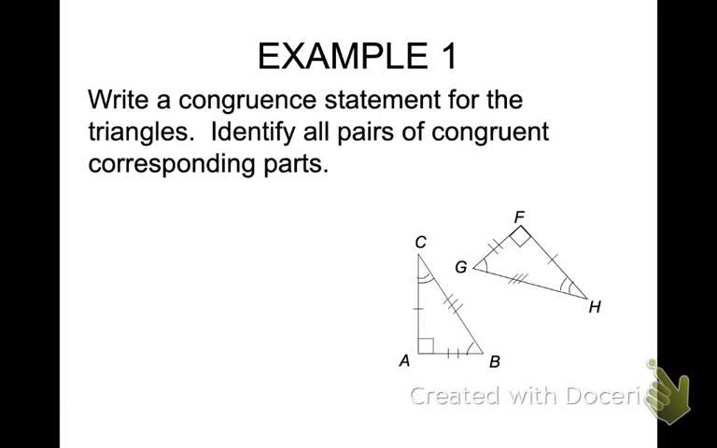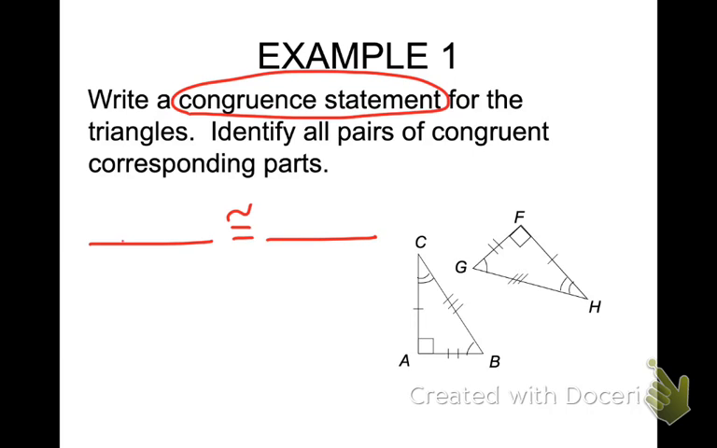So, example 1 says, write a congruent statement for the triangles. Identify all pairs of congruent corresponding parts. So, the first thing we have to do is write a congruent statement. A congruent statement is when you say something is congruent to something. So, remember our congruent sign is the equal sign with a squiggle. That's a really bad looking squiggle. I can do better. Congruent, there we go. So what are we talking about being congruent? Well, we want to specifically write about our triangles being congruent.